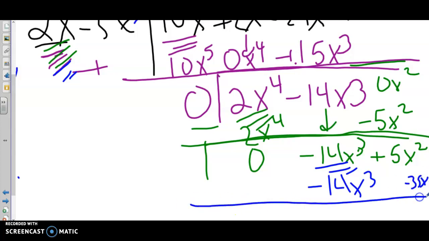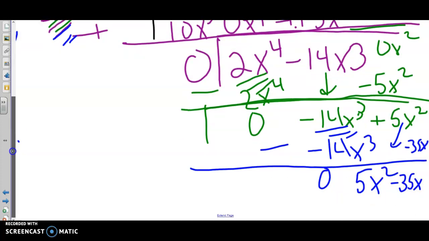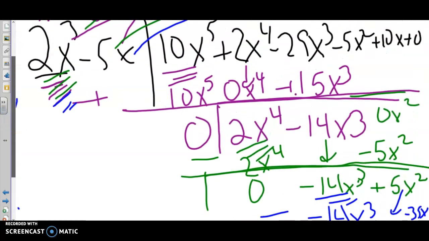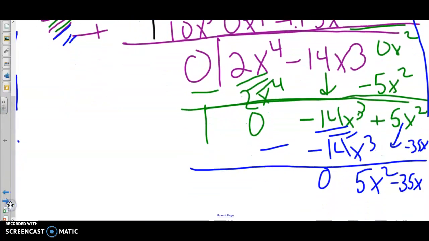And we subtract. When we do that, this is going to be 0. Now we have 5x squared and 0x squared. It's going to be 5x squared. And then we have minus 35x. Do we have anything else to bring down? Yes, we do. 10x. So we have to bring down 10x. I think it was positive 10x. So now we can't divide anymore.